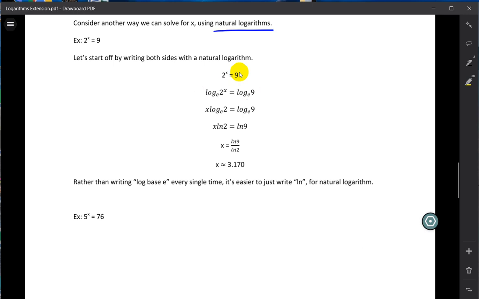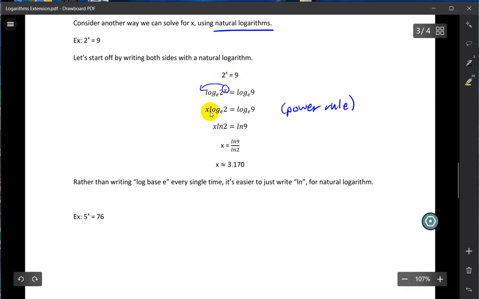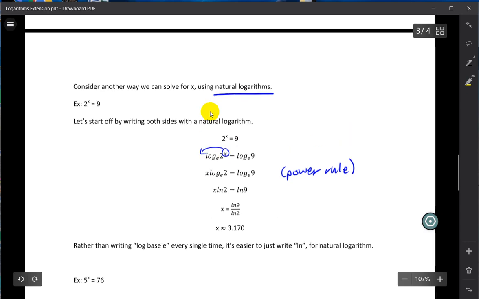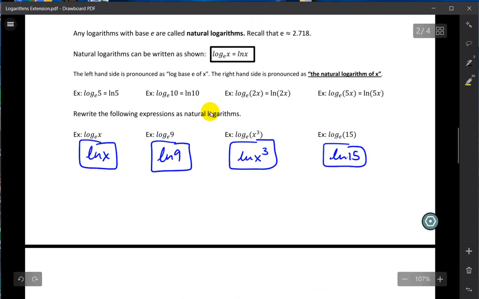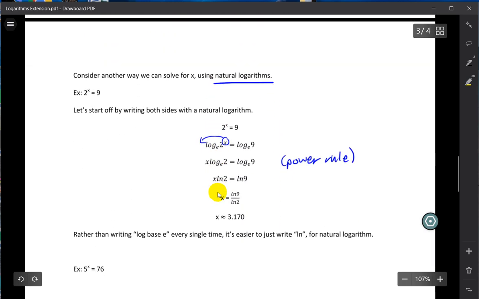Now what we can do is drop this exponent in the front. By doing so, this is the power rule. We use the power rule in order to bring the exponent in the front. Like I showed you in the previous examples, anytime we have this log base e, this is the same thing as just writing the shorthand ln. So when we go from here to here, all we're doing is writing it with the ln or natural logarithm notation.